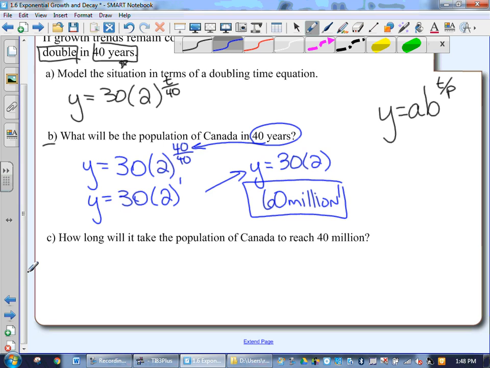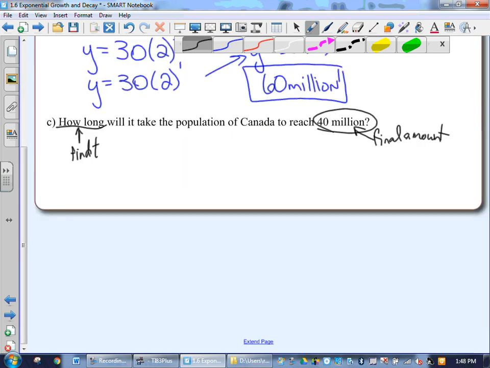Part C then says, how long will it take for the population of Canada to reach 40 million? So I want my final amount to be 40 million, and how long means I'm going to find t. So I'm going to use my same equation that I had in A: 30 times 2 to the power of t over 40. My final amount is 40, so I'm going to plug that in. So 40 is equal to 30 times 2 to the power of t over 40.